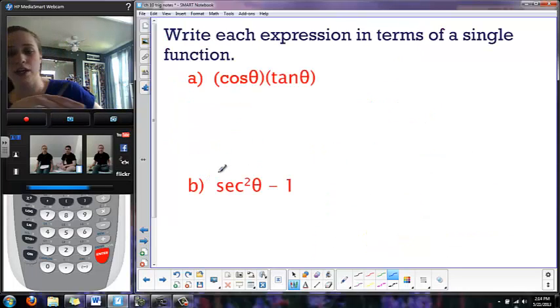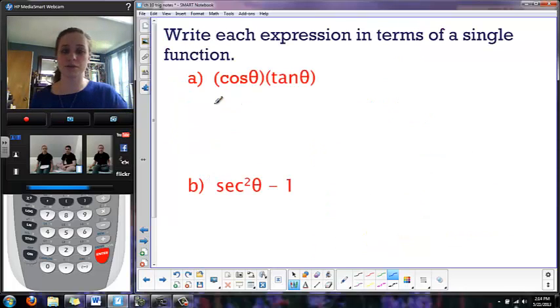Okay, so write them all in terms of a single function. Well, cosine and sine are our most basic elements. Every one of the other functions, we can break them down in terms of sine and cosine. So cosine, we really can't do anything with it because it already is a basic value. So we're just going to leave that as cosine theta.